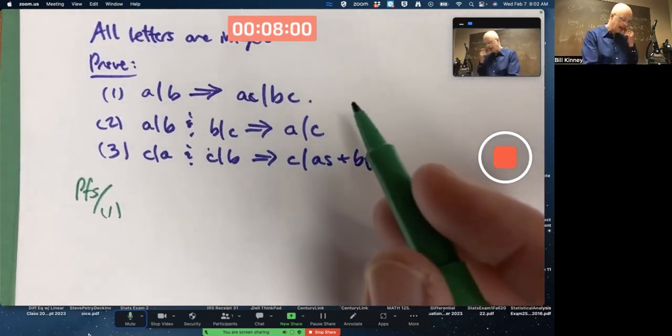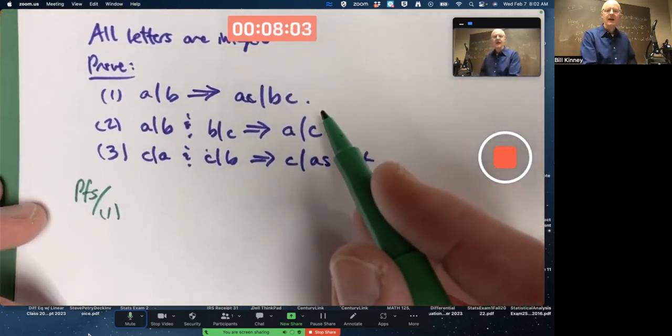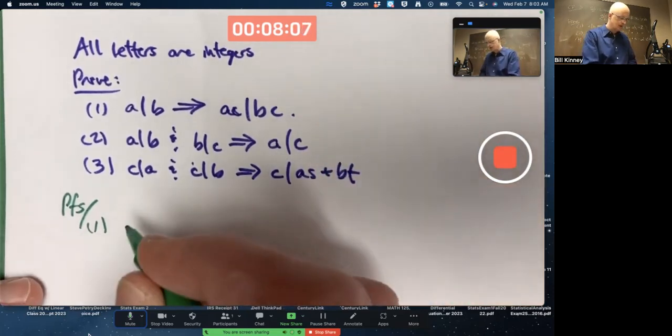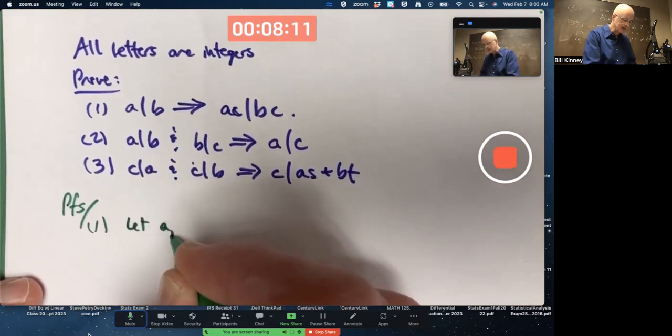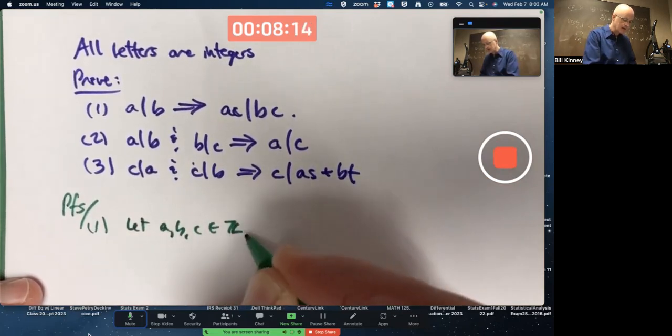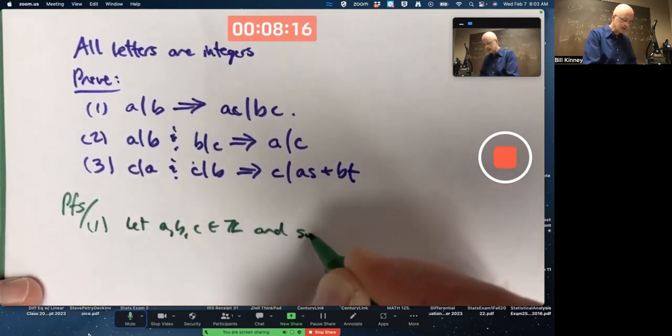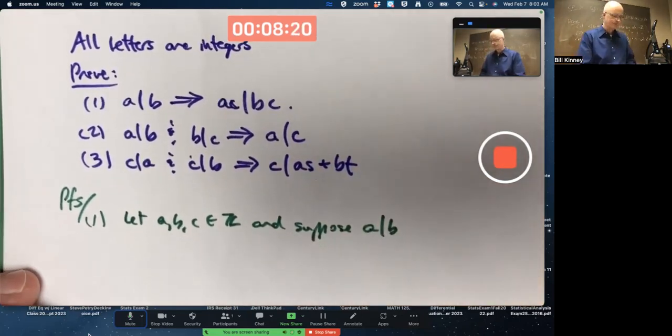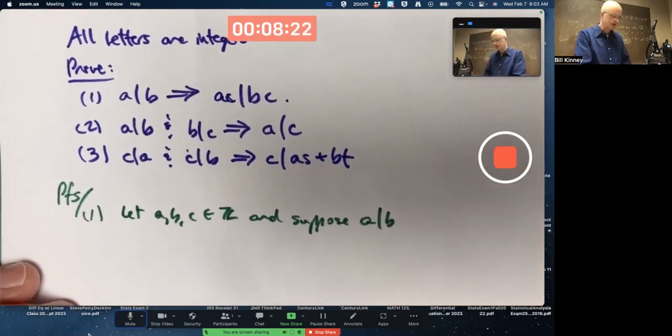We're trying to prove that if A divides B, then AC divides B times C. Again, all letters are arbitrary integers. You should start by saying let A, B, and C be arbitrary integers, and suppose A divides B. Now I'll just write implications.